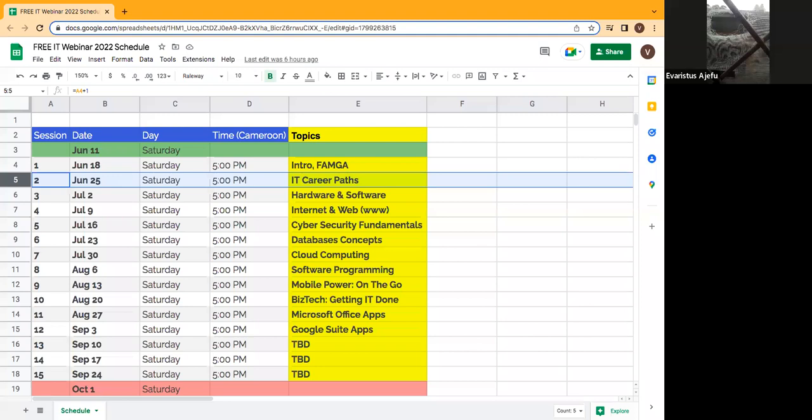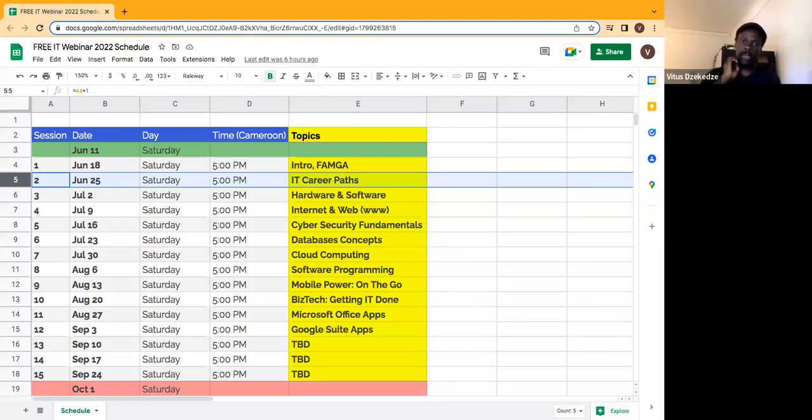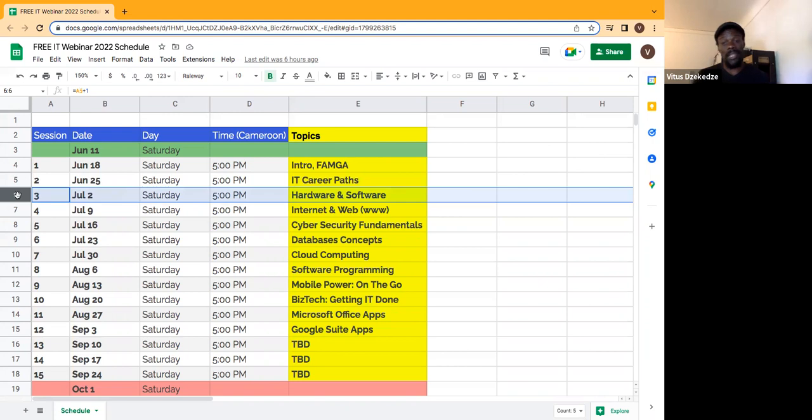Yes, sir. Yes, it does. Awesome. Following that, on the 2nd of July, we're going to start on hardware and software, because those are the basic building blocks of computers. Whatever you have on a computer is either hardware or software. And from then, we'll also talk about a few different types and so on and so forth.